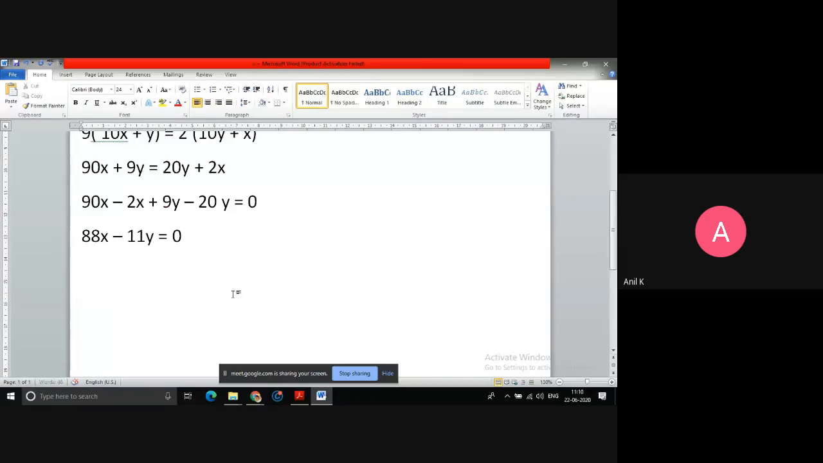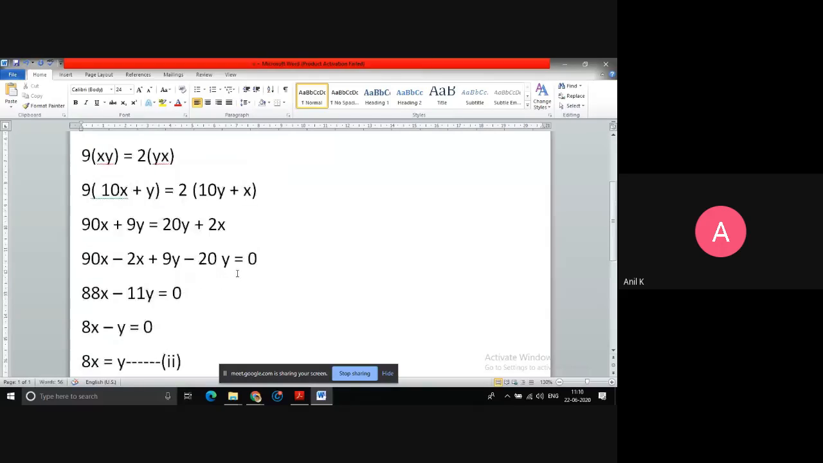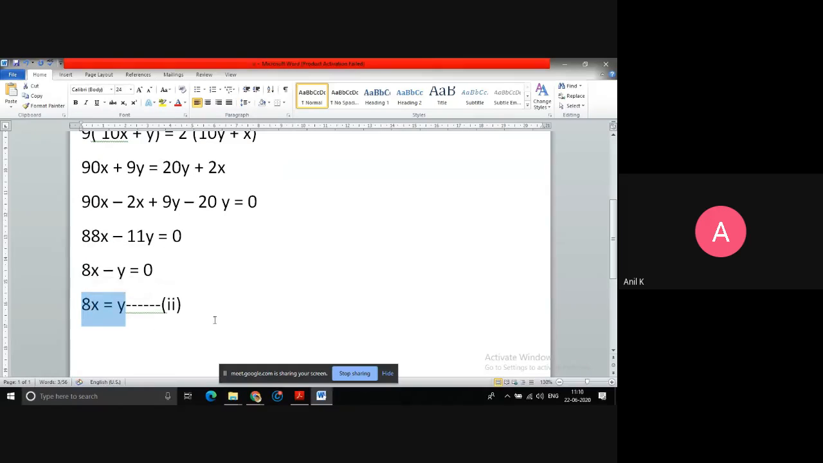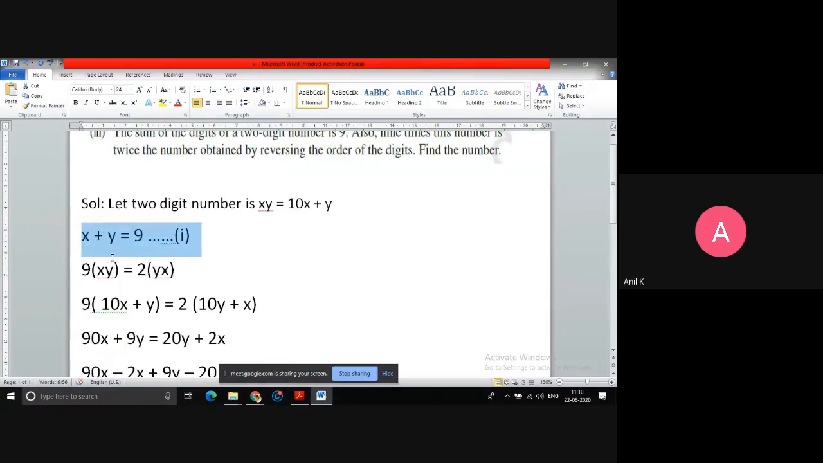If I divide by 11 on both sides and each and every term, 88 upon 11 is 8x, minus 11y upon 11 will be 1y, equals 0 upon 11 will be 0. Or in the next step you can write it as 8x equals y. So this will be your equation number 2. Once you get the equation, I think now you are the master of how to solve it. So substitute this y equals 8x in equation number 1.